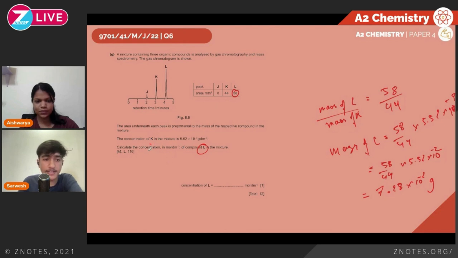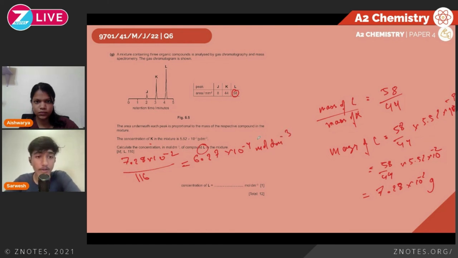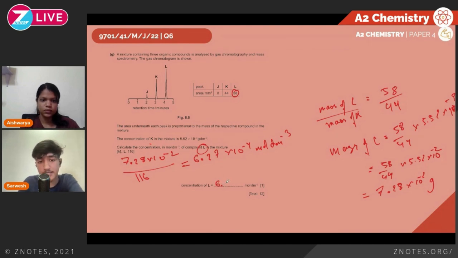And now we're told to find the concentration of L in the mixture. So the concentration of L would be 7.28 times 10 to the power negative 2 divided by 116, which is 6.27 times 10 to the power negative 4 mole per dm cube. So we've got the concentration of L in mole per dm cube: 6.27 times 10 to the power negative 4 mole per dm cube.